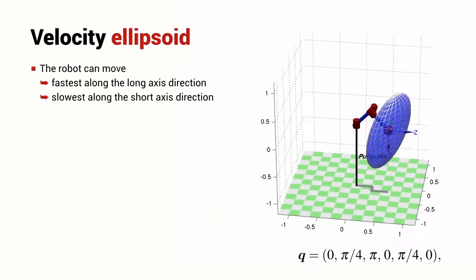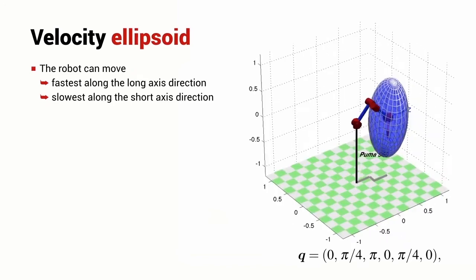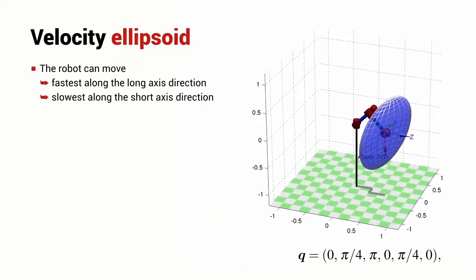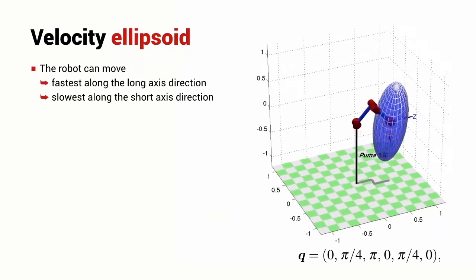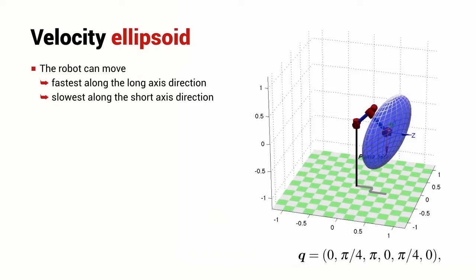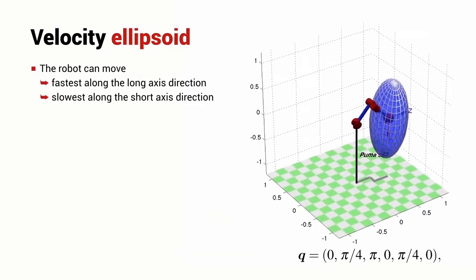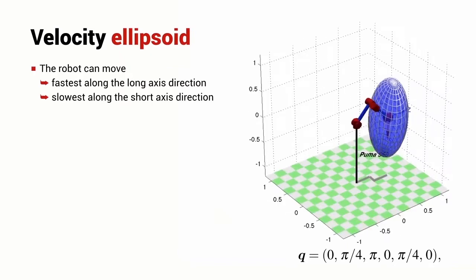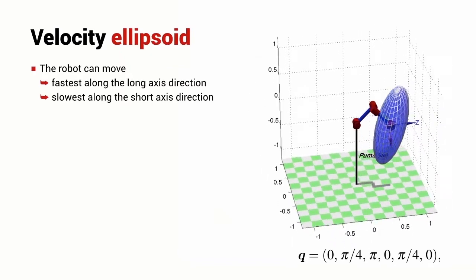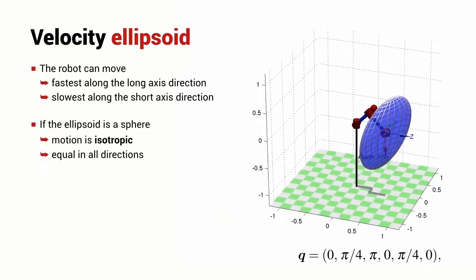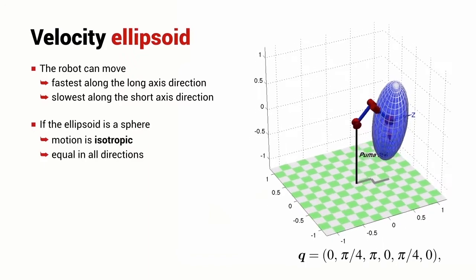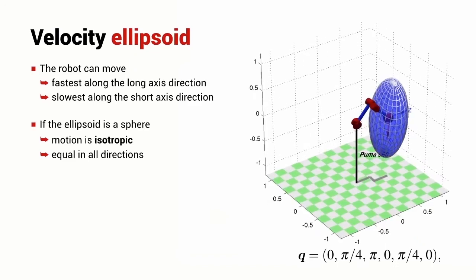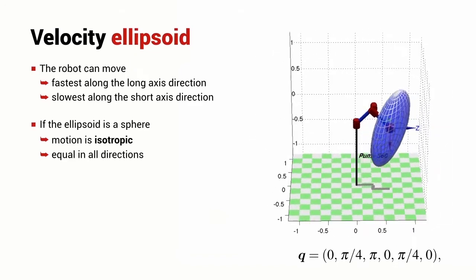And we can view this ellipsoid from different angles, and we can see that the ellipse is quite elongated in the vertical direction, and it's reasonably flat in the direction towards the base of the robot. And so the robot is able to move most quickly in the direction of the long axis of the ellipse, and it moves much more slowly in the direction of the short axis of this ellipsoid. If the ellipsoid was actually a sphere, then we say the motion is isotropic. That means that the robot end effector is able to move equally quickly in any direction.